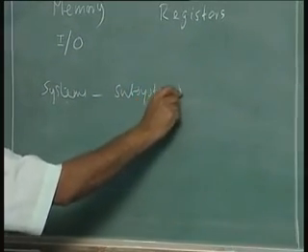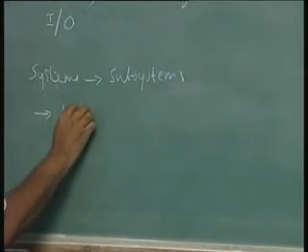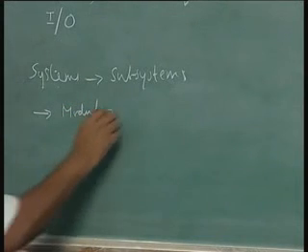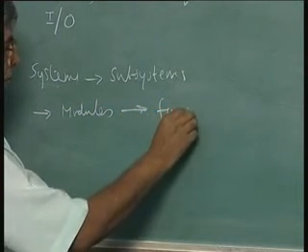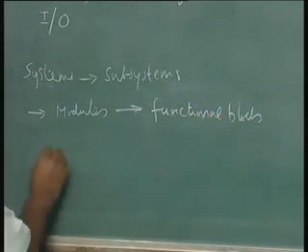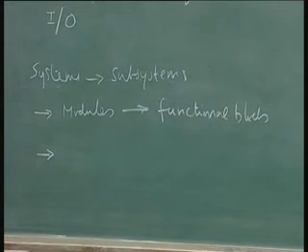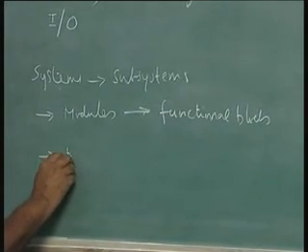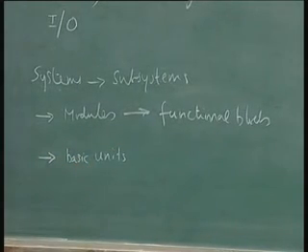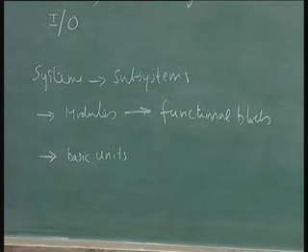These are all not standard definitions. Subsystems can be broken into modules or functional blocks, if you want to call them. And functional blocks can be downgraded into basic units. I will not elaborate at this time because in this first course we do not have some of the background that you need. As an example, I can say I can have a gate level implementation.